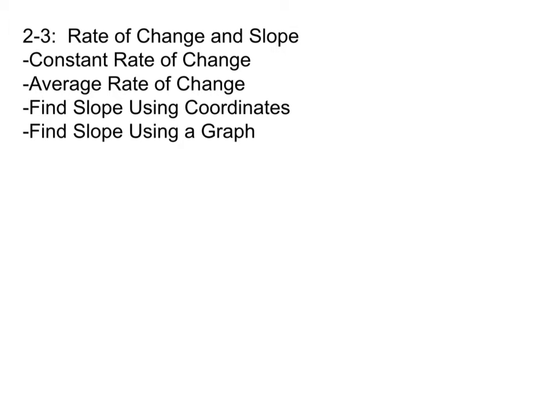Hi, today we're going to be talking about section 2.3, rate of change and slope. We're specifically going to talk about what a constant rate of change looks like, what average rates of change look like, how to find a slope using coordinate values, and how to find a slope using a graph.